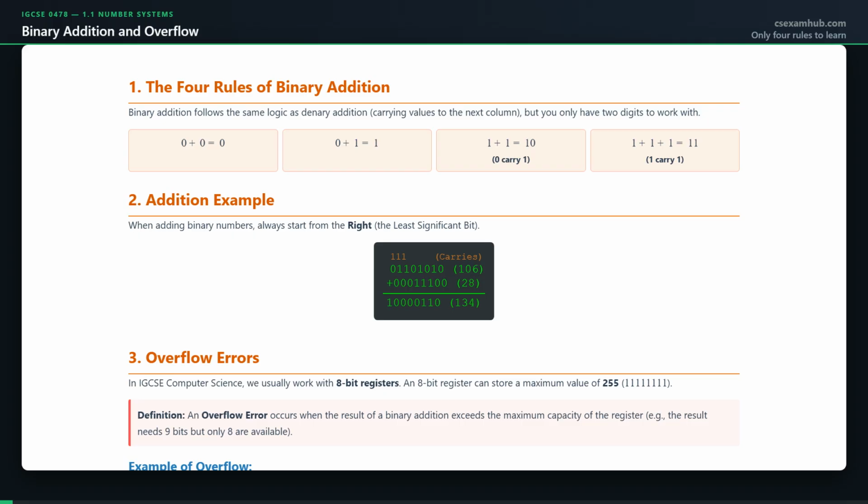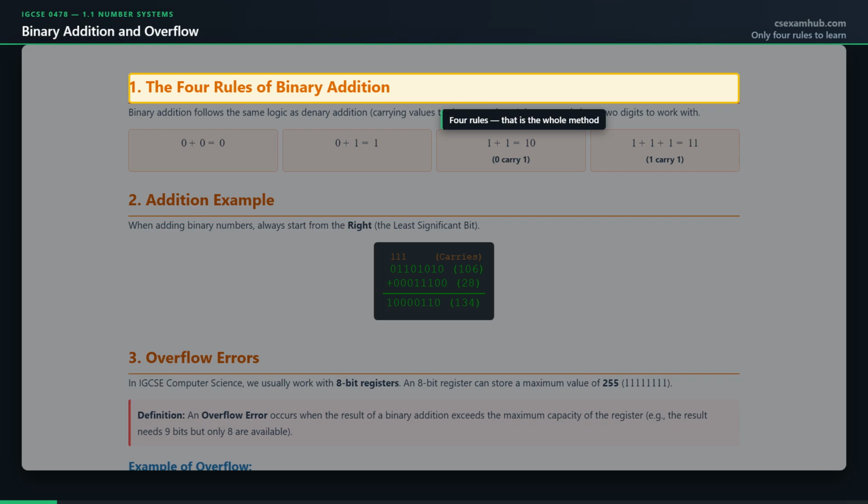Binary addition is one of the few topics in this syllabus where the entire method fits into 4 rules, and once you have those 4 rules, you can add any 2 binary numbers of any length. Here they are. 0 plus 0 is 0, 0 plus 1 is 1, 1 plus 1 is 0, carry 1, and 1 plus 1 plus 1 is 1, carry 1. That last rule only comes up when a carry has arrived from the column to the right, so you will not need it on the first column, but you will need it constantly after that.